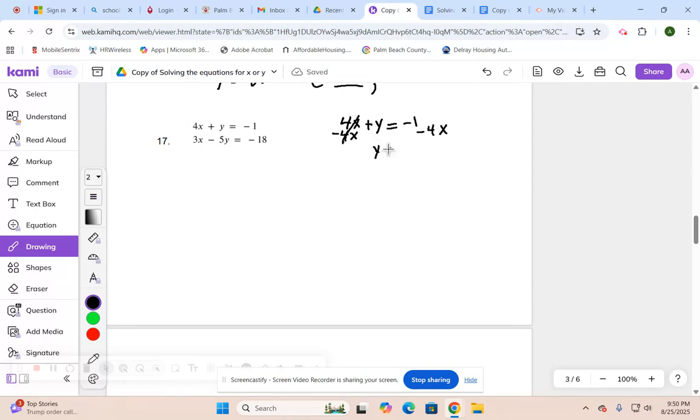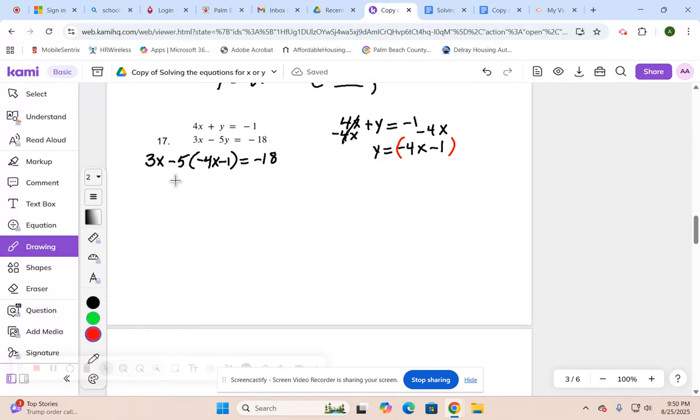So I'll have y equals negative 4x minus 1. So now I can do substitution because I have a replacement for y. And here it is. So now in my second equation, I'm going to replace y with negative 4x minus 1 because that's the value of y. So let's do that. So we'll have 3x, we'll just copy that down, minus 5 times this parentheses here, negative 4x minus 1 equals negative 18.